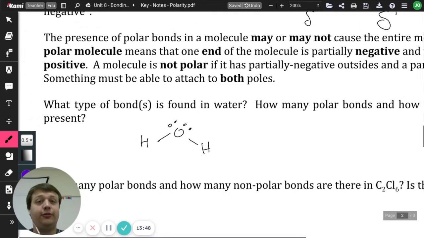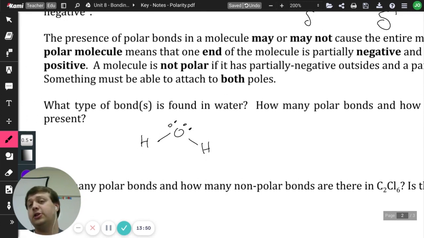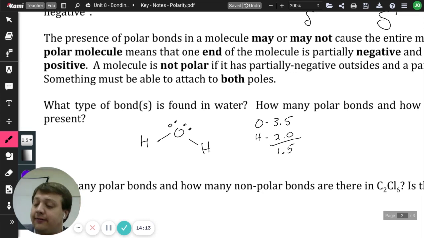Now, what type of bonds are found there? Well, I'm comparing oxygen to hydrogen, and there are 2 of those bonds. So oxygen has an electronegativity of 3.5. Hydrogen has an electronegativity of about 2.0. We find their difference, and we find that is 1.5. So our difference in electronegativity is 1.5, which tells me that that bond is a polar covalent bond. So I have 2 polar covalent bonds.